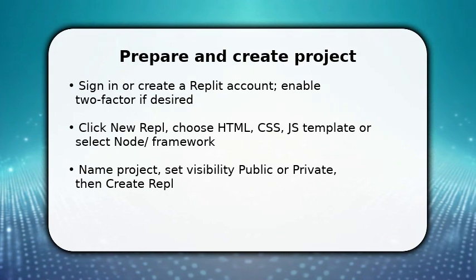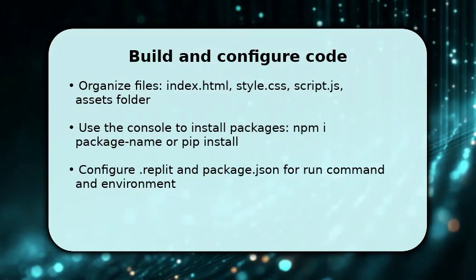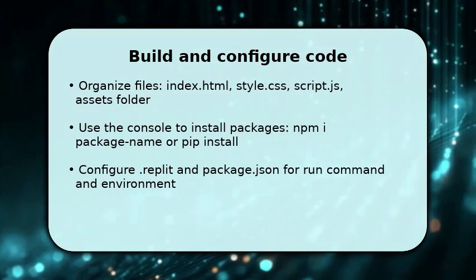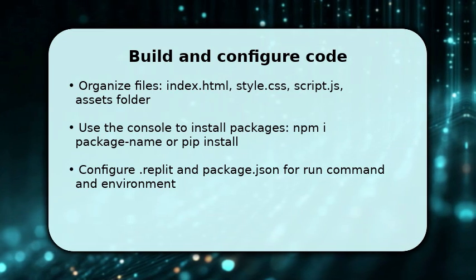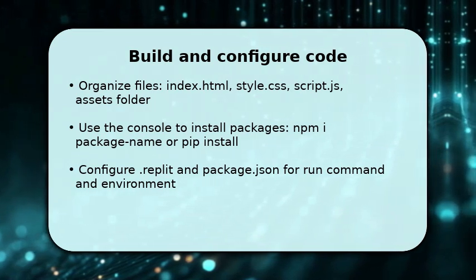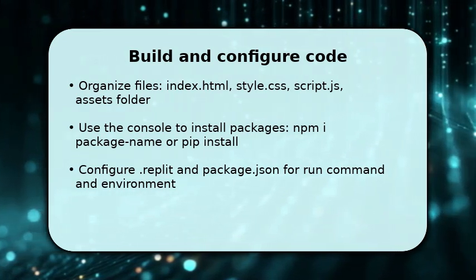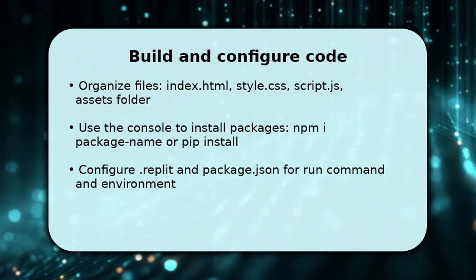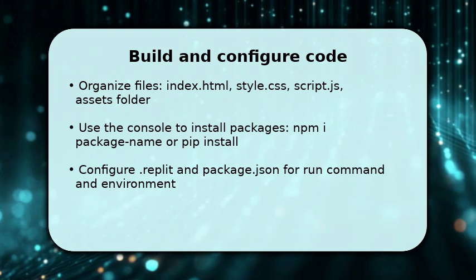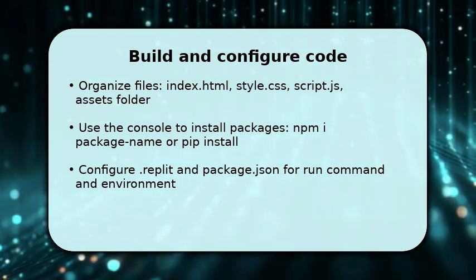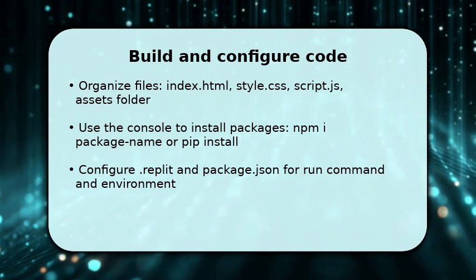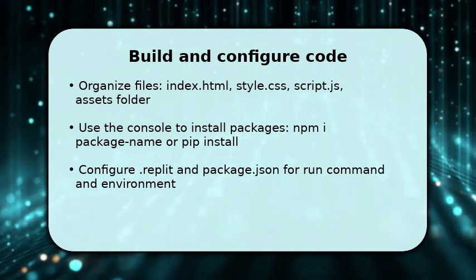Now you build and configure. Create index.html, style.css and script.js, and keep assets in a folder for clarity. Use the shell to install dependencies with npm or pip so your app has the libraries it needs. Once dependencies are installed, edit package.json and the .replit file to set the exact run command and port. This ensures Replit's runner launches the right server.